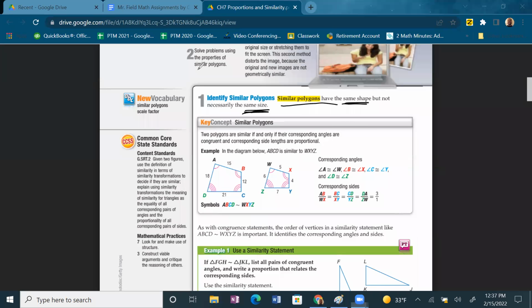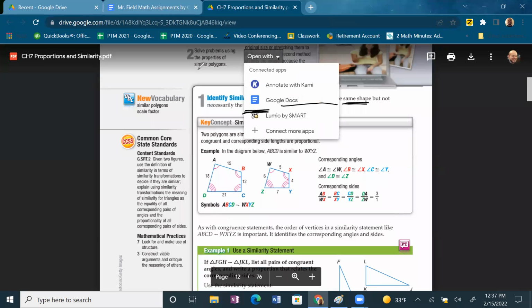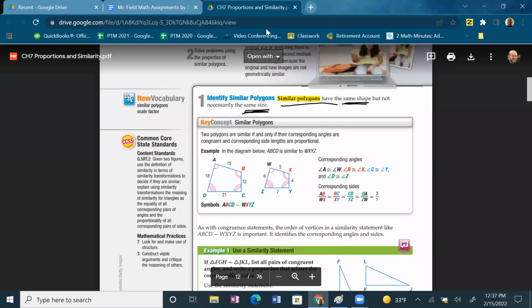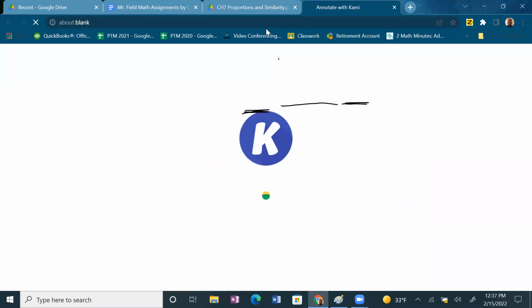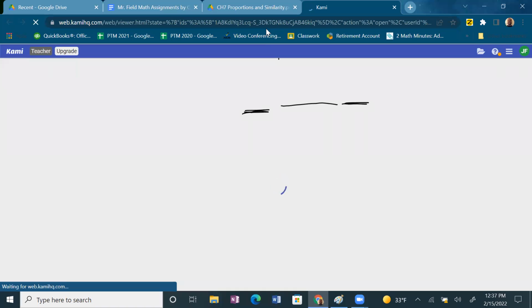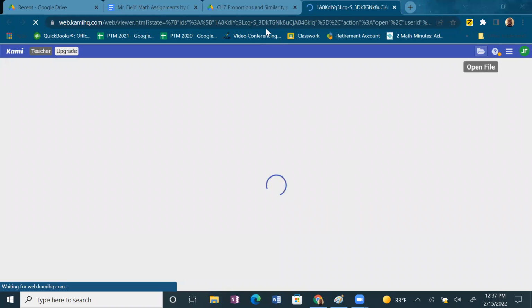Let me see if I can open this in Canvas. All right, that saves the annotation. Let's see if that works.